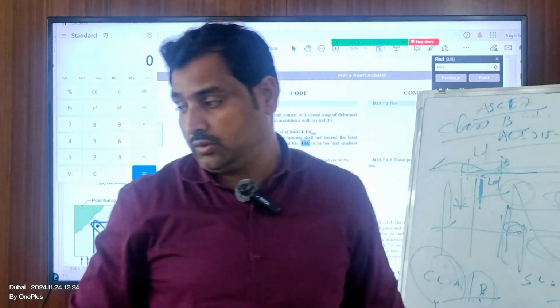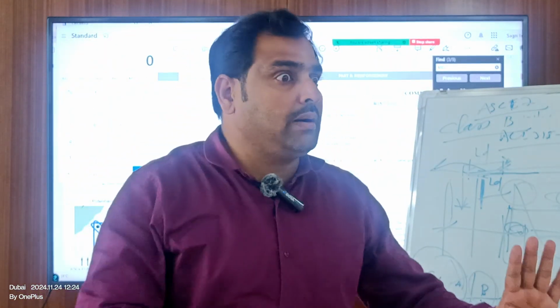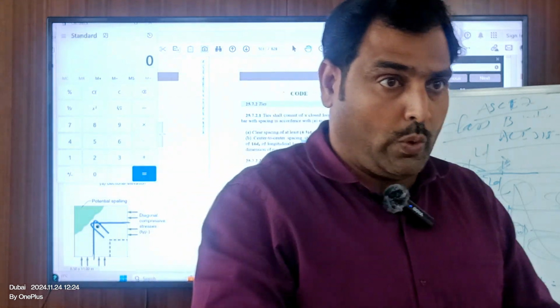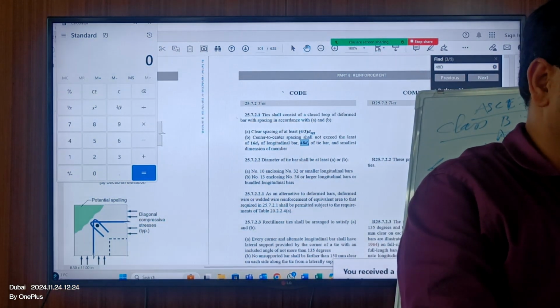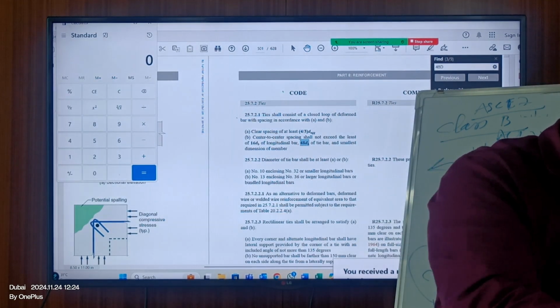Right? This clause is mentioning about the one below the foundation. Minimum ties actually. Minimum ties requirement. Minimum ties with respect to space. See, code will never give you direct answer. First of all, you need to understand. Code will never ever give you direct answers.